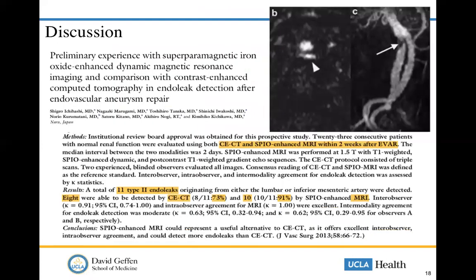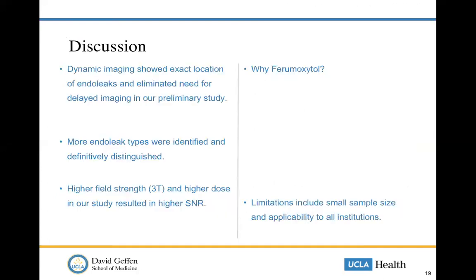Ichihashi, with a nice study in 2013, compared 23 patients after EVAR with CTA and MRA with ferumoxytol, finding 11 total endoleaks, more of them with MRA, 8 leaks by CT and 10 by MRA, all type 2 endoleaks. And here are some images on the top right from their study. So what did we show?